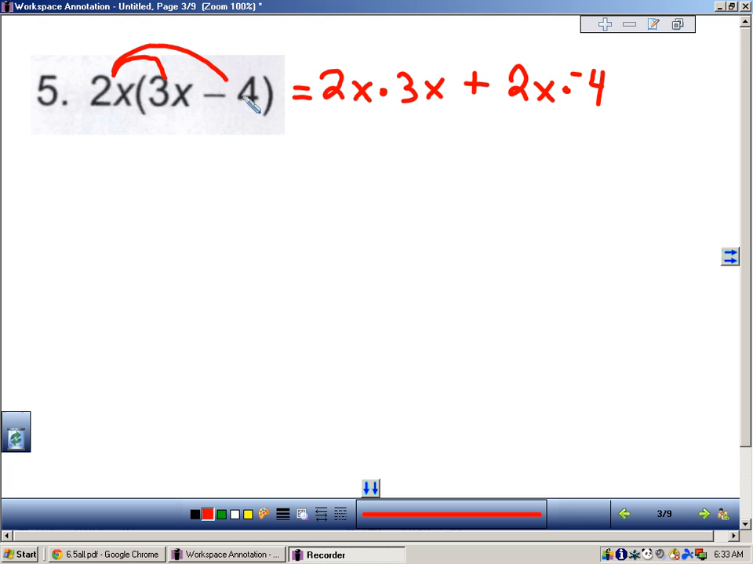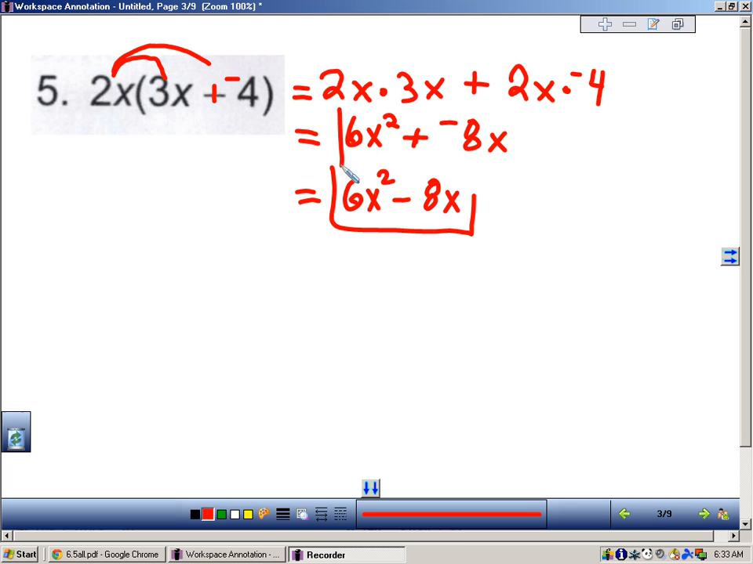Okay? And again, my idea here is that when it says 3x minus 4, I often view this as an addition problem, and I bring the negative sign up. You can do that with every single subtraction problem. Okay? And so this gives me 6x squared plus negative 8x. Now, this can also be written as a difference. Again, I'm going to keep stressing that these are identical statements, okay? Moving on.